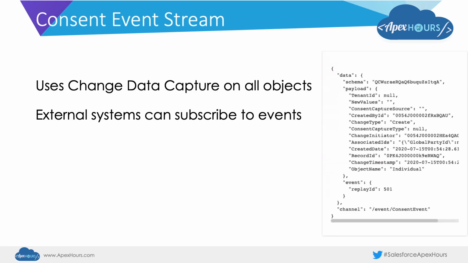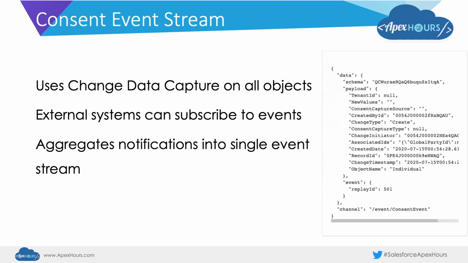Now, if you're familiar with the streaming API, then you'll be able to leverage it and monitor changes made to consent objects. This event stream aggregates all notifications from objects into a single event stream, which means that you have to parse the returns for the particular updates you're looking for, like updates to individual objects.